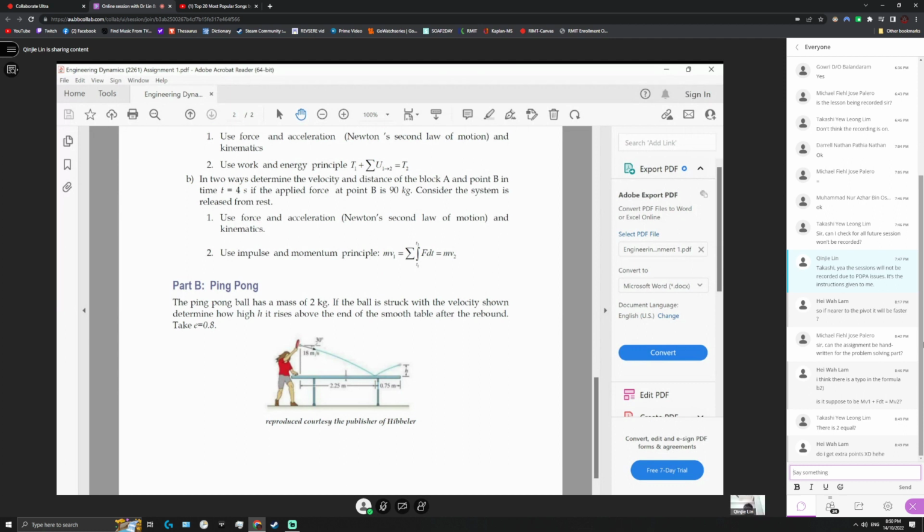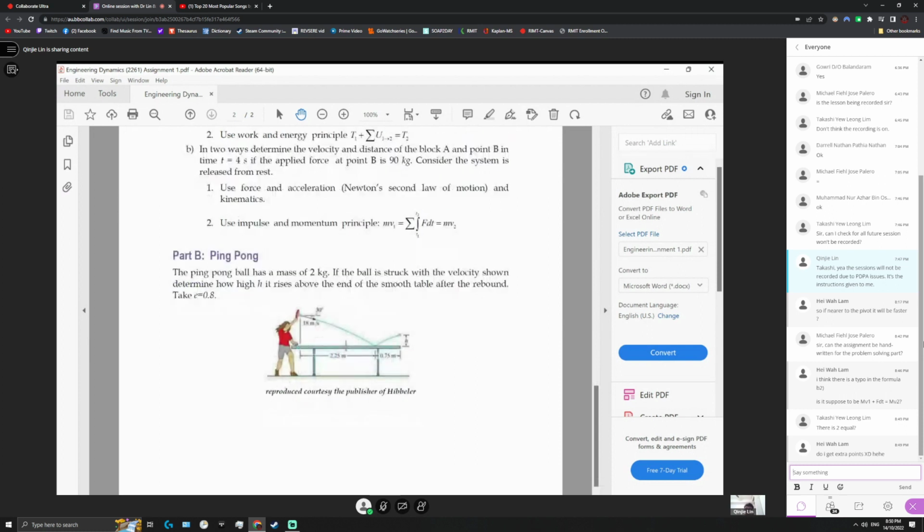Then the next question. The ping pong ball has a mass of 2 kg. If the ball is struck with the velocity shown, determine how high h it rises above the end of the smooth table after the rebound. So it starts from here, going down at 30 degrees, and the distance traveled is 2.25. After the rebound, the distance traveled is only 0.75. Then you have to find the height h.